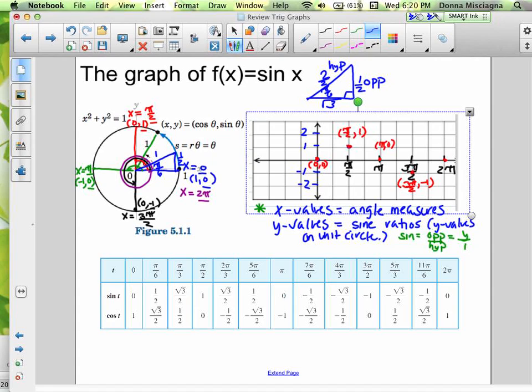So if I wanted to use this point here, I would have the point pi 6, 1/2.